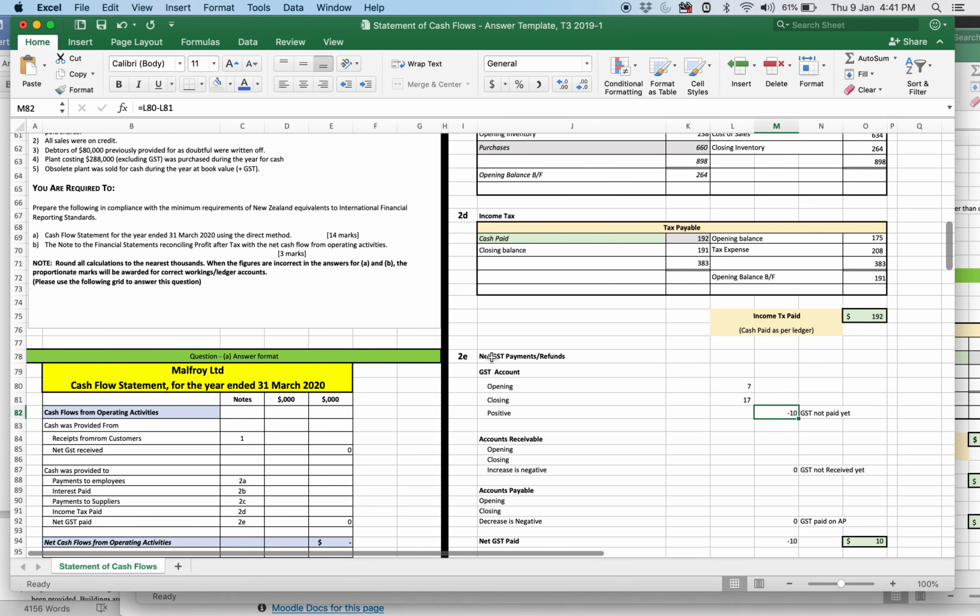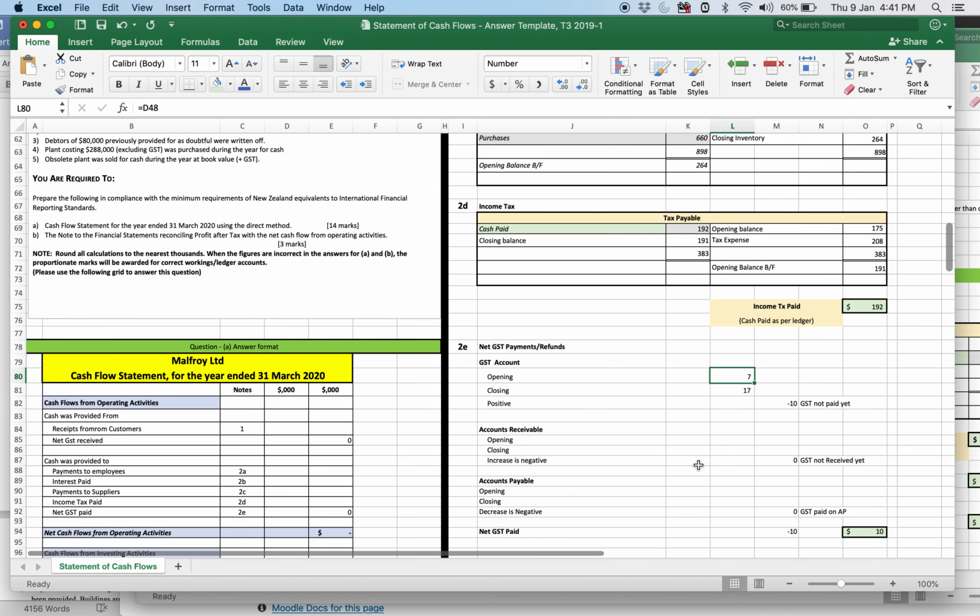Okay, we're looking for the net thing in GST, not how much we paid and how much we received, okay, because they could be two big numbers. What we're looking for is just the difference, okay. Did we end up with a net refund or a net payment over all the GST periods? Okay, at the end of the period we still owe 17, but we already owed 7 at the beginning, right? So okay, the next thing we look at is the changes in accounts receivable.